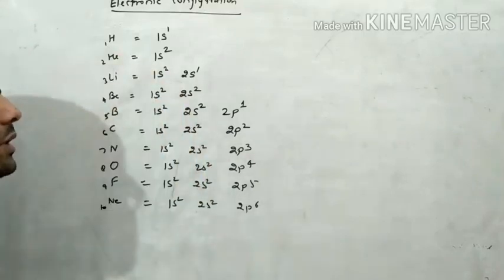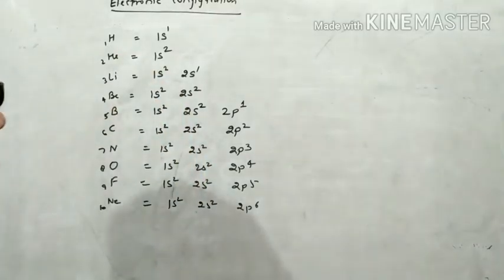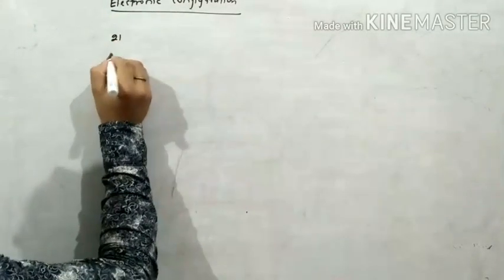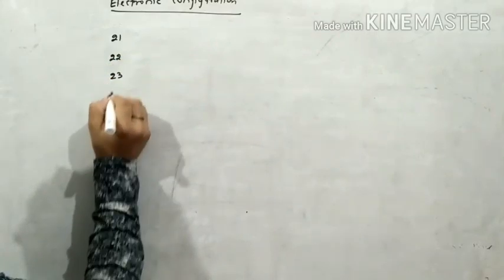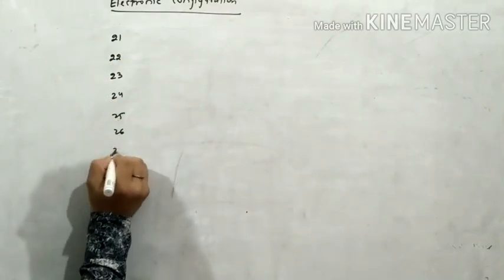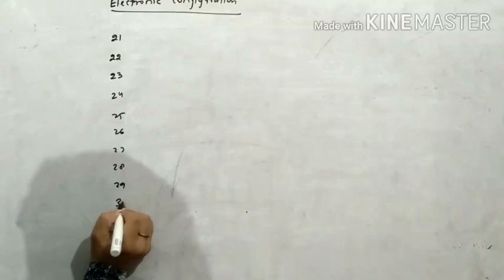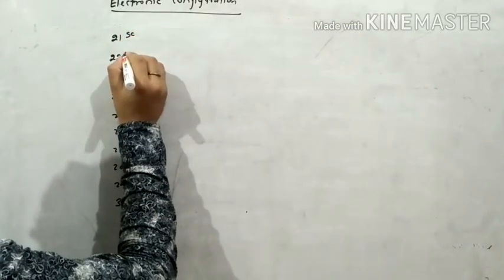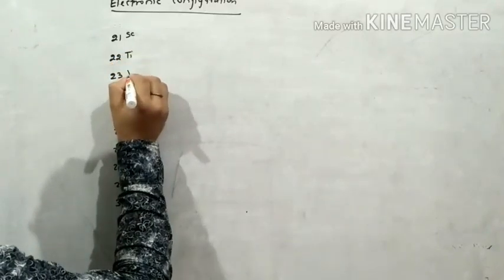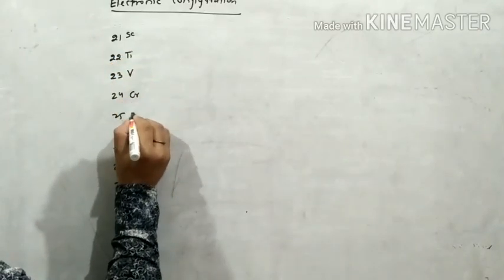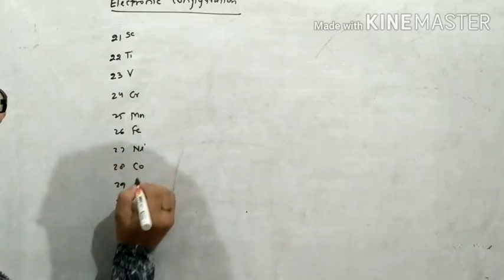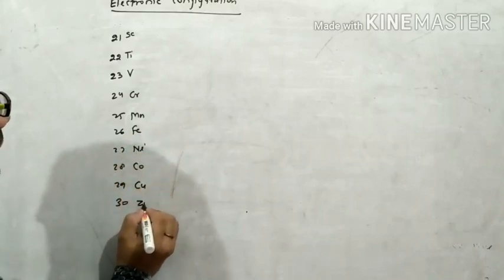So these are the electronic configurations of some elements. Take some other examples, like 21, 22, 23, 24, 25, 26, 27, 28, 29 and 30. This is scandium, this is titanium, this is vanadium, this is chromium, this is manganese, this is iron, cobalt, nickel, copper and zinc.